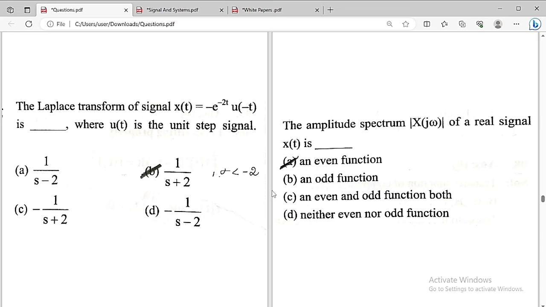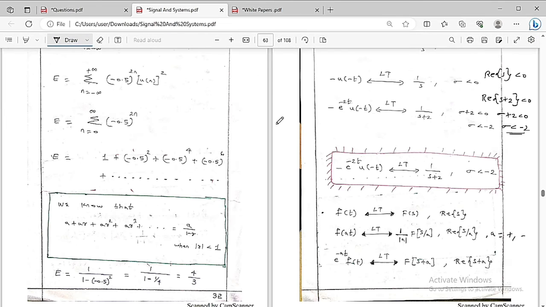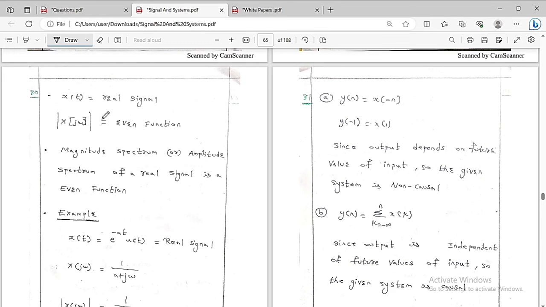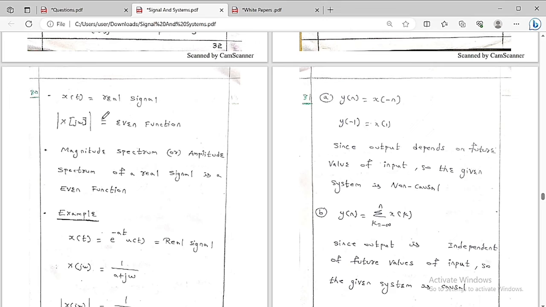What they have taken is very simple. Suppose x of t is a real signal, then X of j omega is called the Fourier transform of x of t, and it is a complex number with magnitude as well as a phase angle. The magnitude is called the amplitude spectrum, and it is always an even function, whereas the phase angle is an odd function. I will discuss this in a very detailed manner, but out of the four options, option A is the correct solution. As x of t is a real continuous time signal, this is called the continuous time Fourier transform.